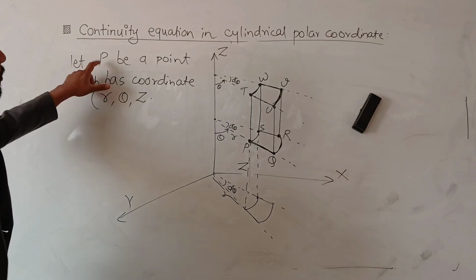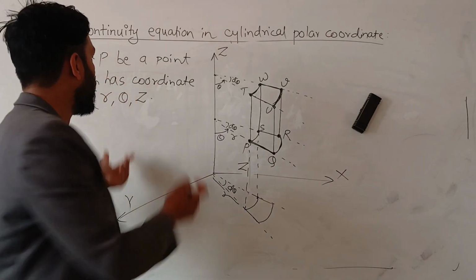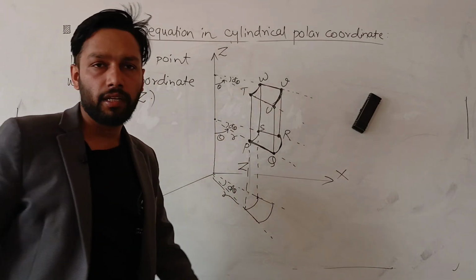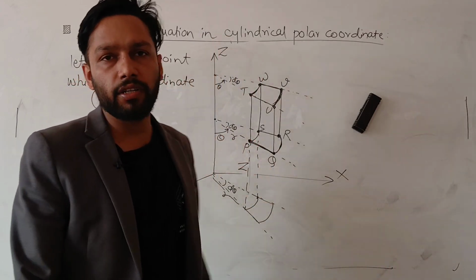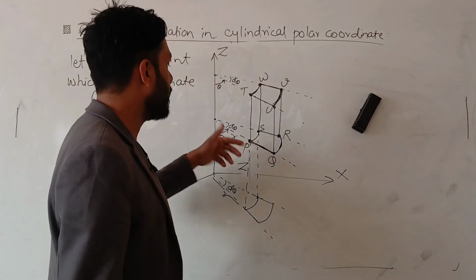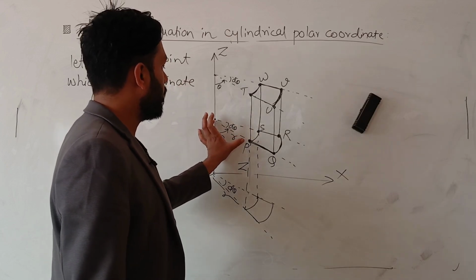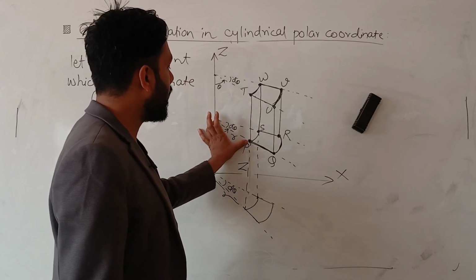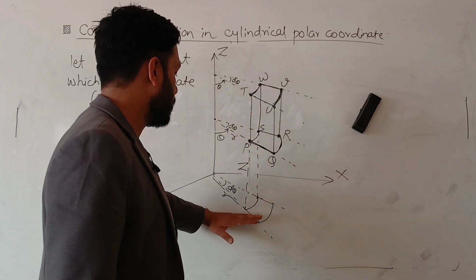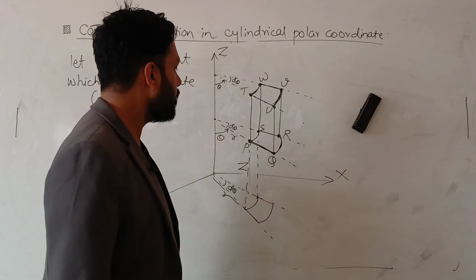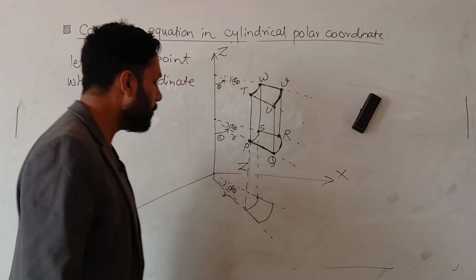So P is a point which has coordinates r, theta, and z. To express this, like in a Cartesian coordinate system, you can express the point by locating it from this z axis at a distance r, and the angle theta, and from this bottom plane at height z. So P is located at r, theta, z.